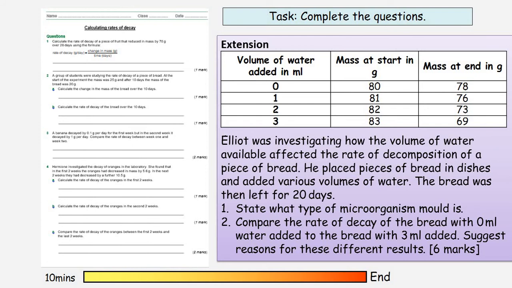Elliot was investigating how the volume of water available affected the rate of decomposition of a piece of bread. He placed pieces of bread in dishes and added various volumes of water. The bread was then left for 20 days. State what type of microorganisms mold is. Interesting. Compare the rate of decay of the bread with 0 milliliters of water added to the bread with 3 milliliters of water. Suggest reasons for these different results.